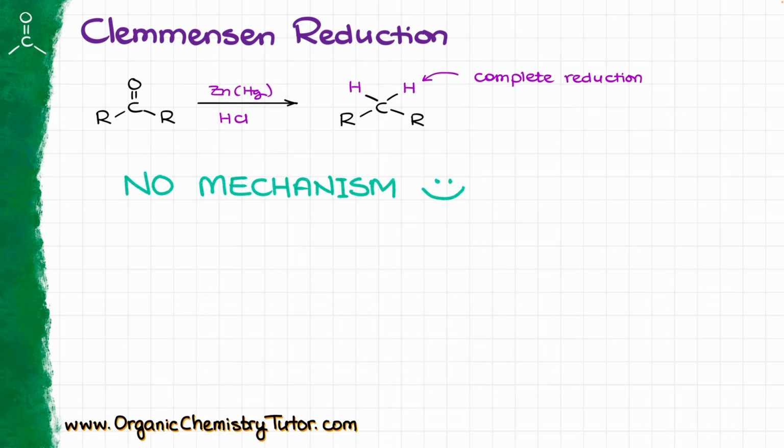Now, the cool thing about the Clemmensen reduction is that we typically do not cover the mechanism of this reaction. It involves a lot of single electron transfers and funky looking intermediates, and typically that goes beyond the scope of the course, but if you guys really want me to show the mechanism, let me know in the comments below and I can definitely make a video about that. So just remember that in most cases, if you want to get rid of your carbonyl, you are just going to be using the zinc amalgam and some sort of acid, typically hydrochloric acid, and we're in business.